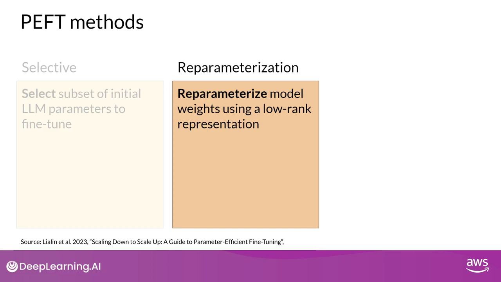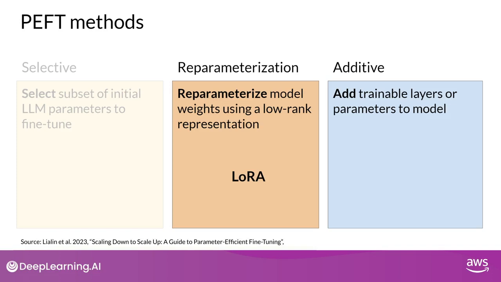Reparameterization methods also work with the original LLM parameters, but reduce the number of parameters to train by creating new low-rank transformations of the original network weights. A commonly used technique of this type is LoRA, which you'll explore in detail in the next video. Lastly, additive methods carry out fine-tuning by keeping all of the original LLM weights frozen and introducing new trainable components. Here there are two main approaches. Adapter methods add new trainable layers to the architecture of the model, typically inside the encoder or decoder components after the attention or feed-forward layers.